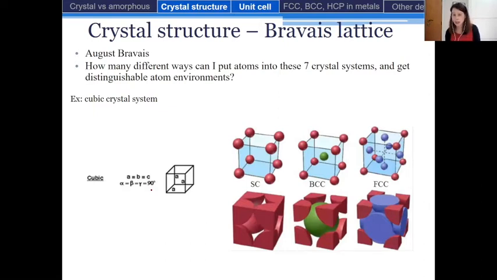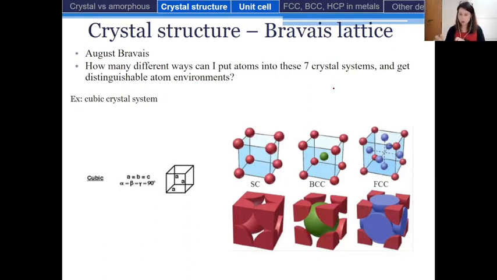And so, in fact, Auguste Bravais showed that we have 3 possibilities to put atoms in this crystal system. Either we can place the atoms only at the corners of this cubic system, as represented right here. We will call it simple cubic. Or he found that we can place atoms at the corners of this cube and 1 atom at the center of this cube. And so it described another crystal structure, which is called the body centered cubic.